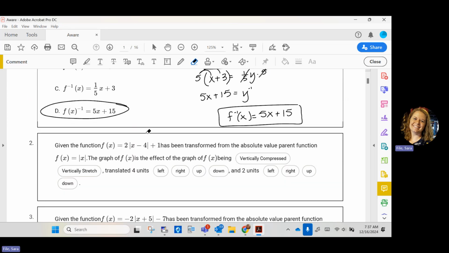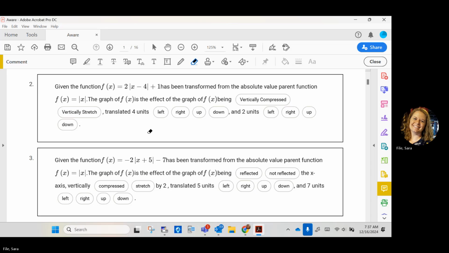All right, in number 2, it says, given the function, and they give us this absolute value function, has been transformed from the parent function, the absolute value parent function.